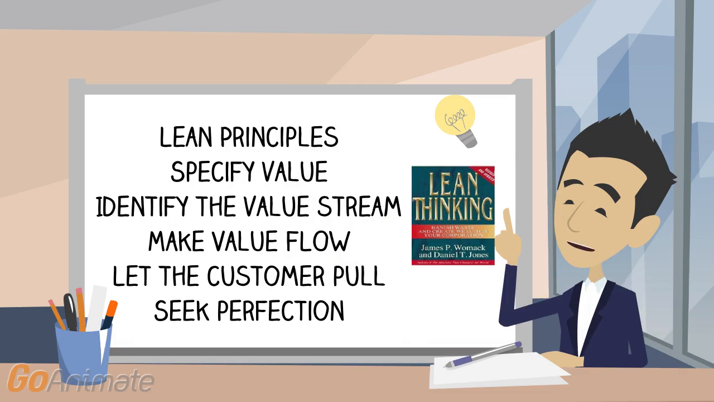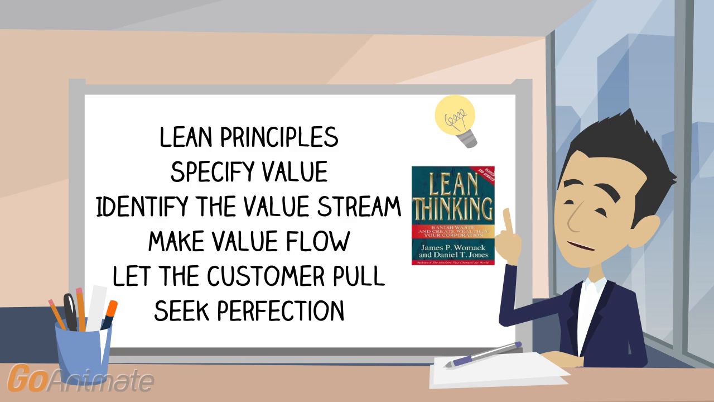James Womack and Daniel Jones wrote the book Lean Thinking back in 1996 to further describe Lean. In it, they identified 5 principles of Lean. The first principle of Lean is specify value. Value is what the customer is willing to pay for. We need to understand what the customer needs and values first.